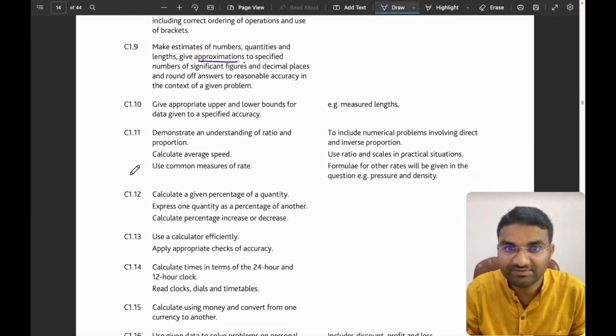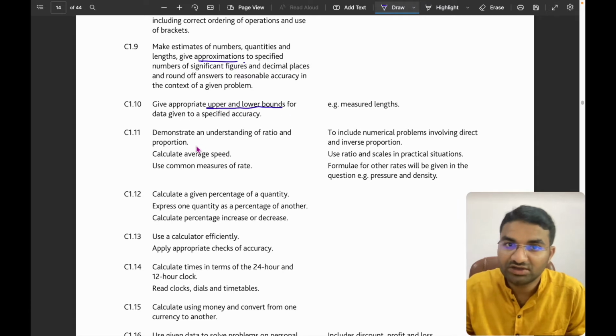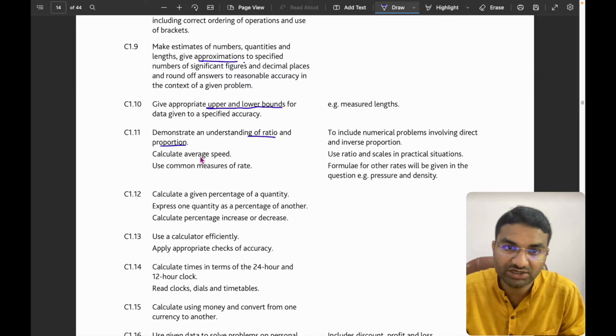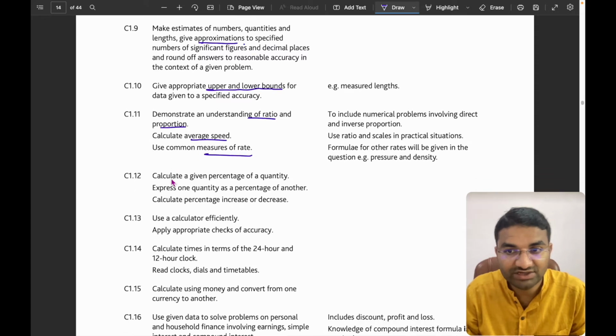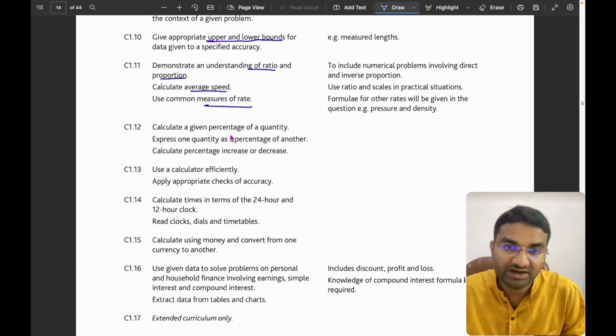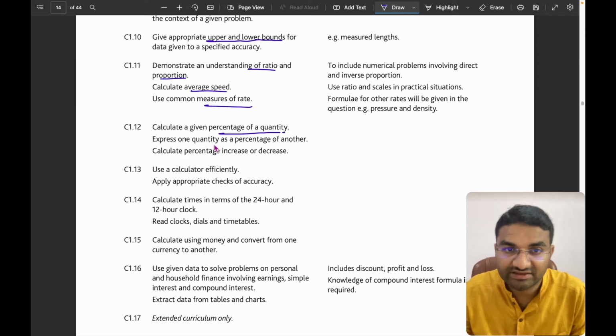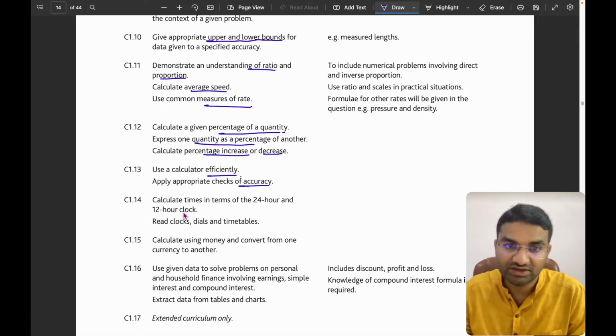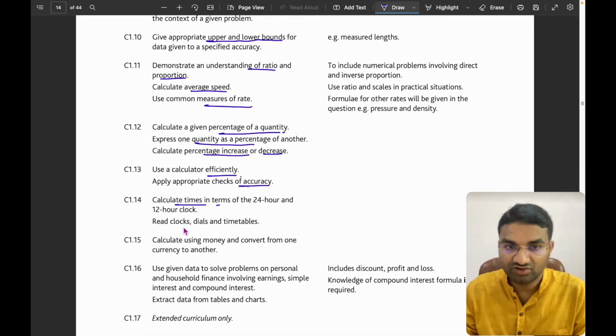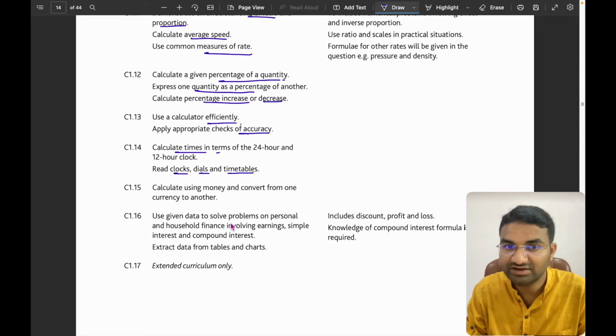Then next, upper bound, lower bound for more accurate values, demonstrate ratios and proportion, average value. Common measure rates, what are the measure rates we use. Then calculate the percentage of quantities, express one quantity as a percentage of another quantity, percentage increase or decrease. Then calculate efficiency, appropriate check of accuracy, calculate the time in 24-hour clock, 12-hour clock, clock dials, timetables. These are part of the core syllabus.